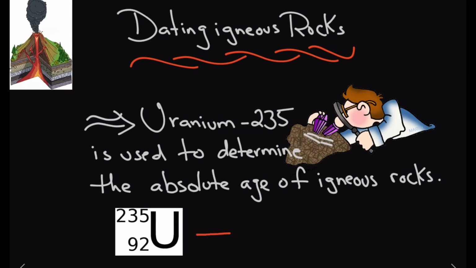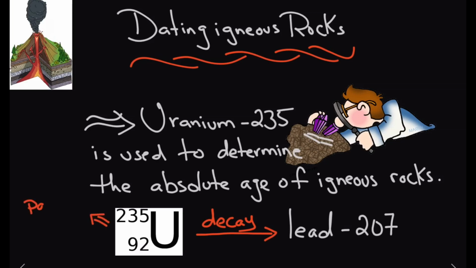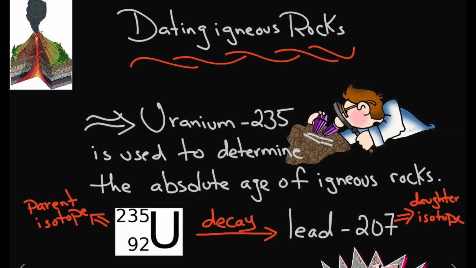So uranium-235 decays into lead-207. Uranium-235 breaks down into lead-207. Just a reminder, lead is the name of the element. So uranium-235 is the parent isotope, while lead-207 is the daughter isotope.